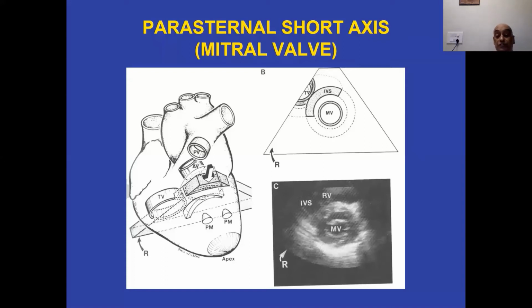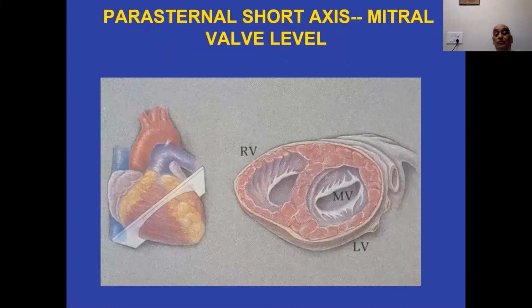So you're going to look at the basal segments of the left ventricle, as well as the mitral orifice. And this is the artistic view of the same. Generally, you'll not be able to see the tricuspid orifice on 2D echo. You can see it on 3D echo, but not on 2D echo. You only see the mitral orifice, the interventricular septum, right ventricle and the left ventricle. And these left ventricular segments are going to be the basal segments.